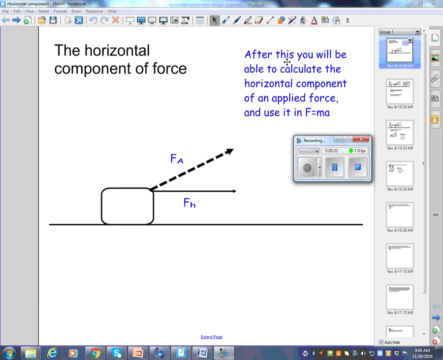Okay, so after this, you'll be able to calculate the horizontal component of an applied force that's applied at an angle and use it in F equals ma. So it's really just taking what we know, taking one step back, adding one more step. I keep adding one more step to the process. So we're going to show our work.